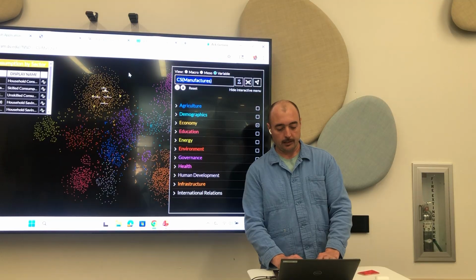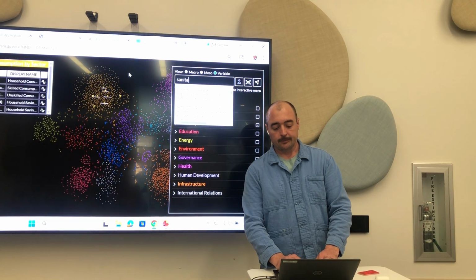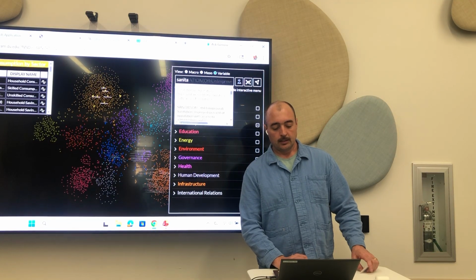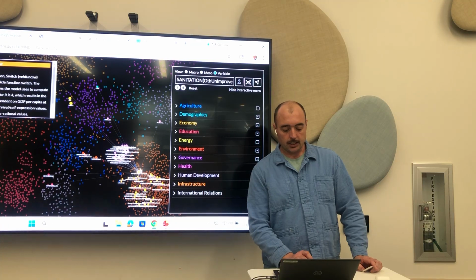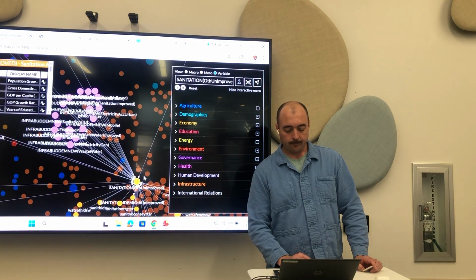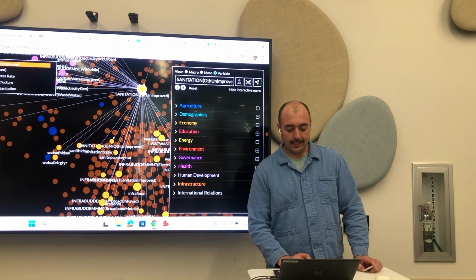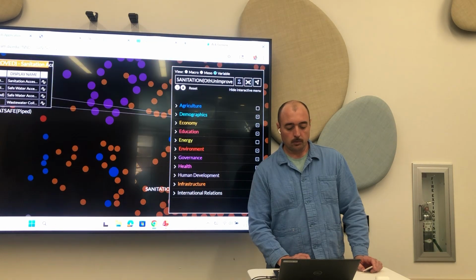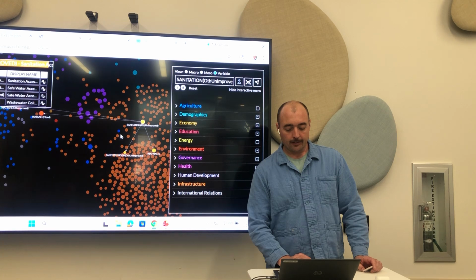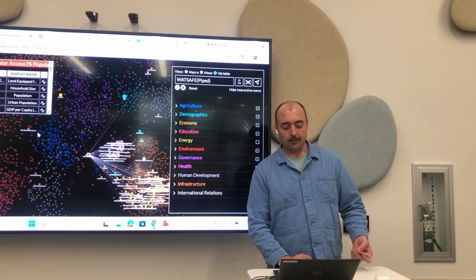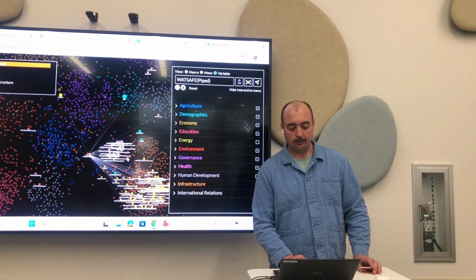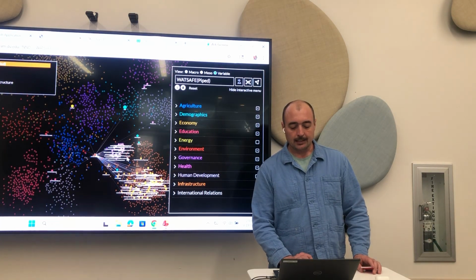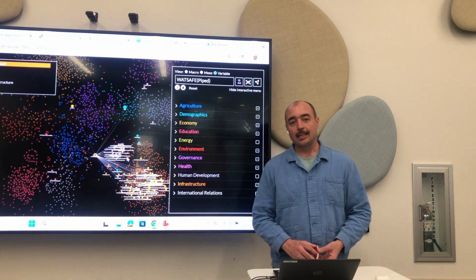So if I type in here, sanitation, this is the relationship between sanitation and other outcomes in the system. So these are the forward linkages. It would have connections to other systems, and some of these would have connections to health outcomes, for example. So you'd have connections to communicable disease outcomes.